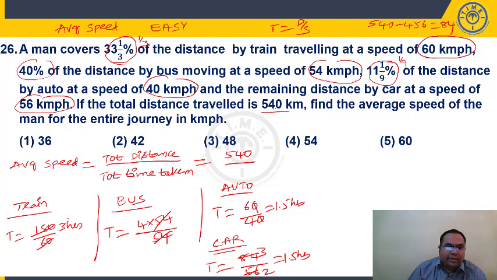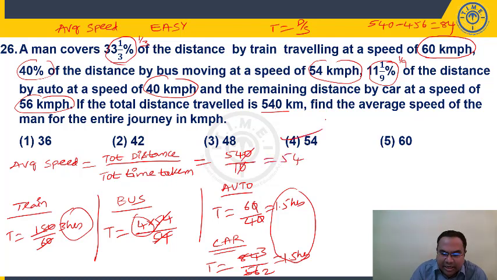So total distance by total time. What is the total time? 3 hours plus 4, 7 hours, plus 1.5, plus 1.5, 10 hours. 540 by 10 is nothing but 54, present in the fourth option.